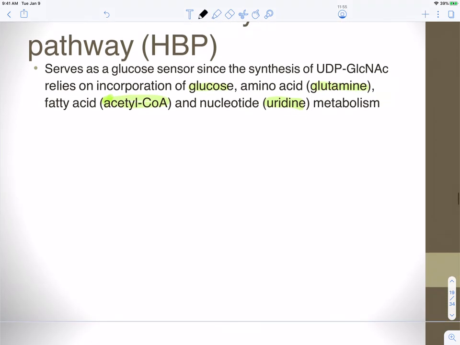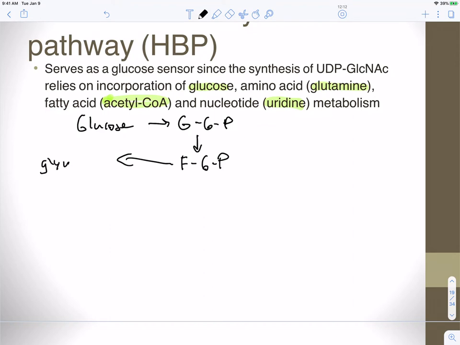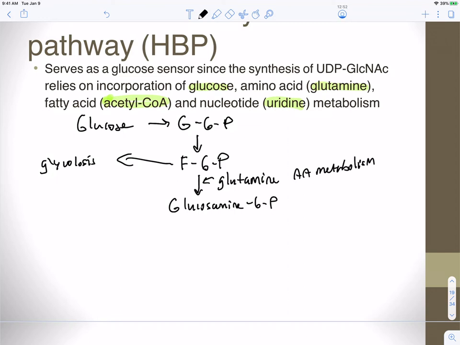If we go through this really quickly, remember we have glucose, which starts everything, and this becomes glucose-6-phosphate. Then glucose-6-phosphate, of course, becomes fructose-6-phosphate, and this can go to glycolysis. But fructose-6-phosphate is the precursor for building your amino sugars, because glutamine can come in and donate that nitrogen, and then you get glucosamine-6-phosphate. Keep in mind that glutamine is part of amino acid metabolism. Now that you have glucosamine-6-phosphate, this starts the hexosamine biosynthesis pathway.